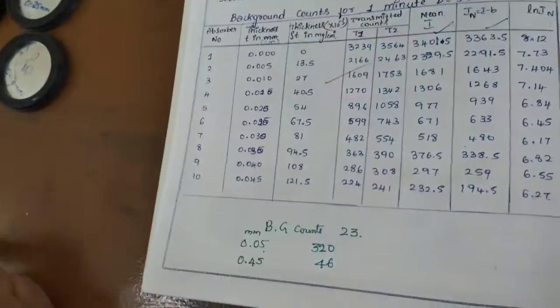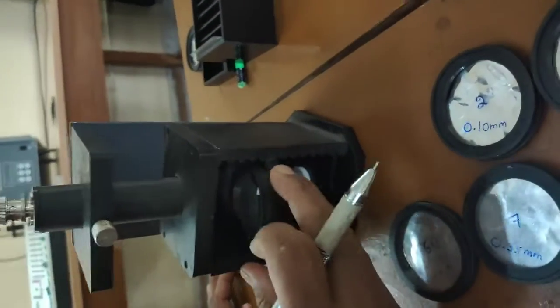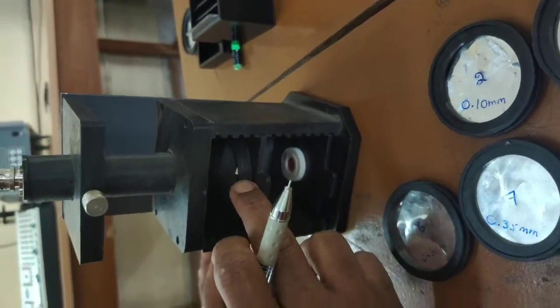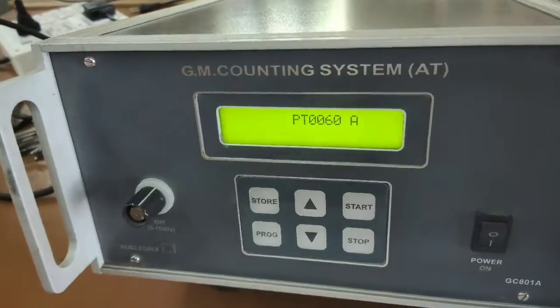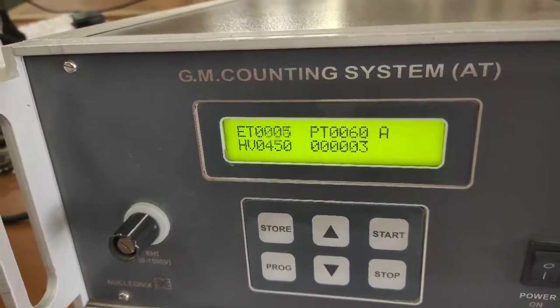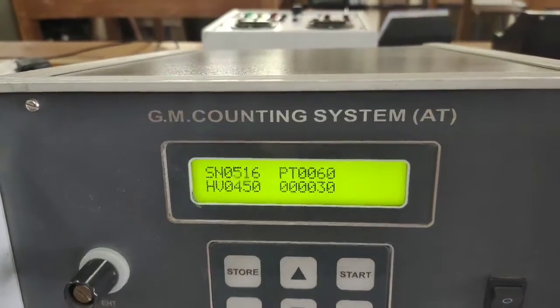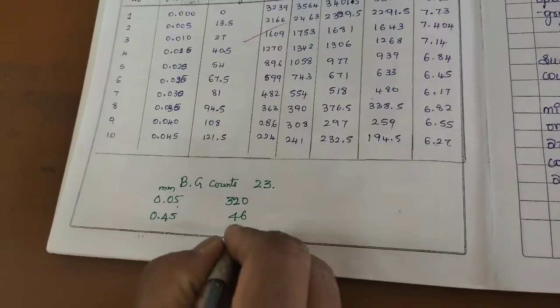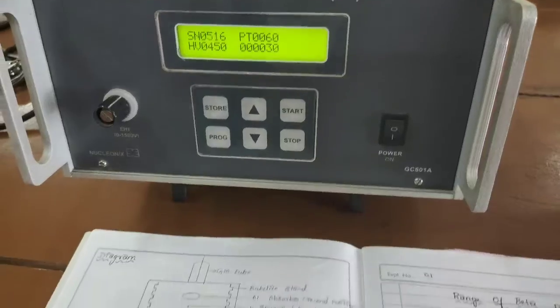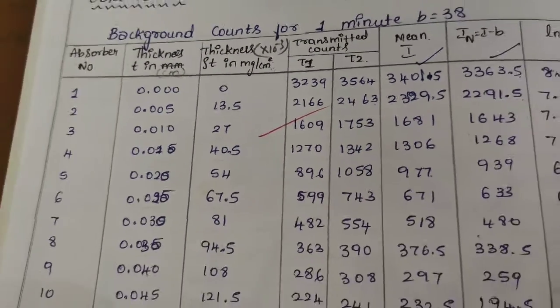So let me try for the last one, 0.5 mm. I am placing 0.5 mm thickness of aluminum absorber. We will observe the number of counts, start and stop. For 0.5 mm, the reading is recorded as 50, so the number of counts has decreased. So students, you have to do the experiment from 0.05 mm up to 0.5 mm.